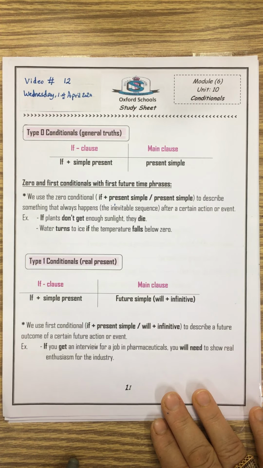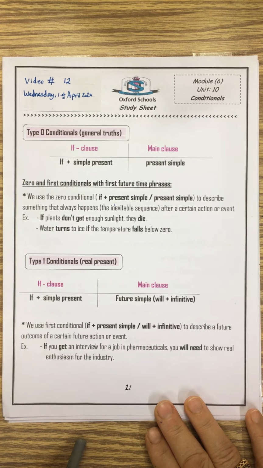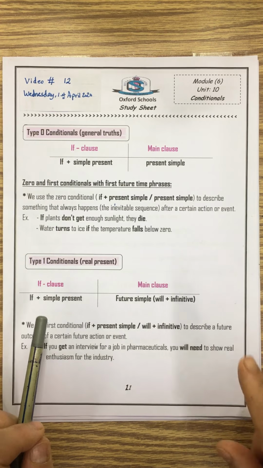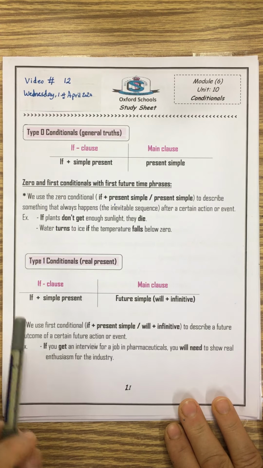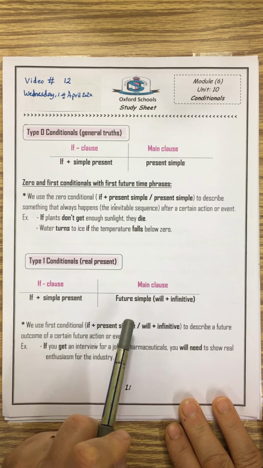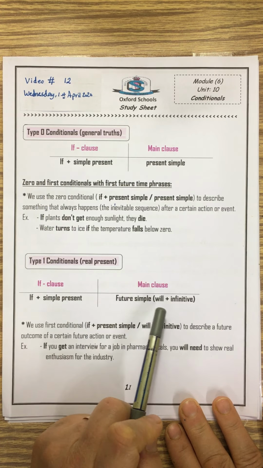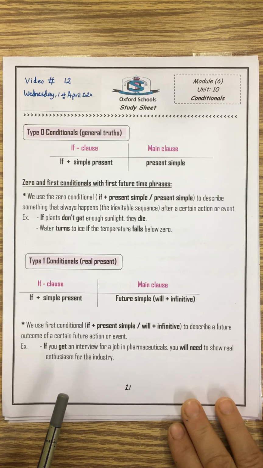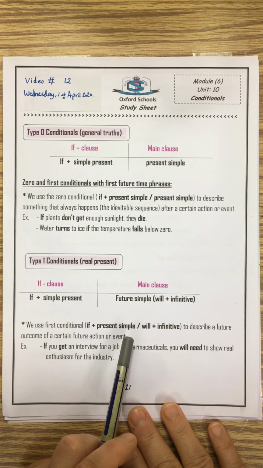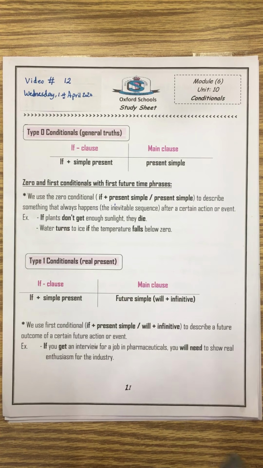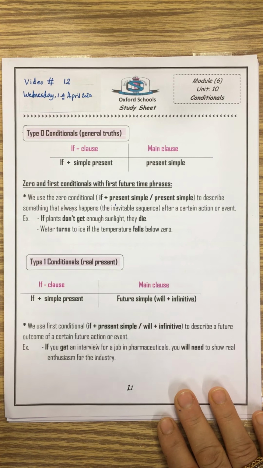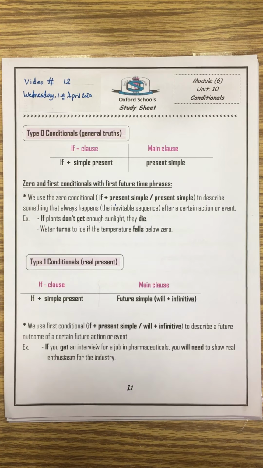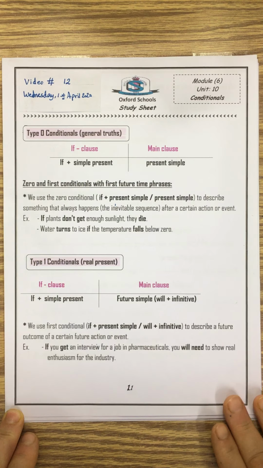Type 1 conditionals, real, present. Now type 1 also we have two clauses, if clause and the main clause, or the dependent clause and the independent clause. And in if clause we have if plus simple present, and in the main clause we have future simple, will plus infinitive. We use first conditional if plus simple present in the first part and will plus infinitive in the second part or second clause to describe a future outcome of a certain future action or event.